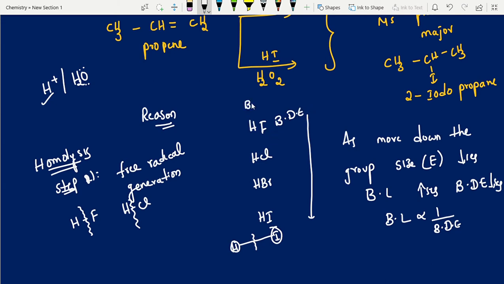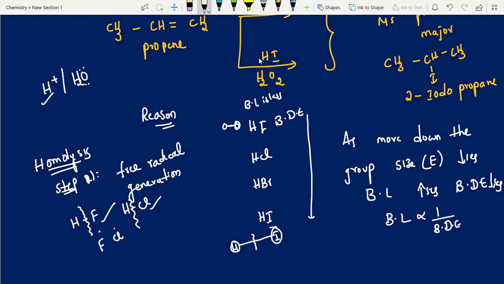Why is bond dissociation energy high? Bond length is less, right? Fluorine size is small, hydrogen size is small, so because of the small size, a strong bond develops. So it is not ready to break, not ready to give free radicals. If free radicals are not generated in the vessel, further steps do not take place. That's the reason, even if you use peroxides, in the case of HF and HCl.